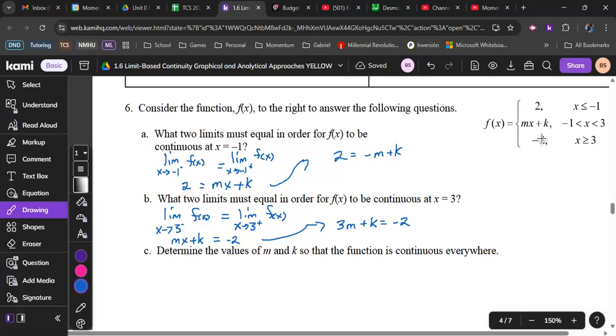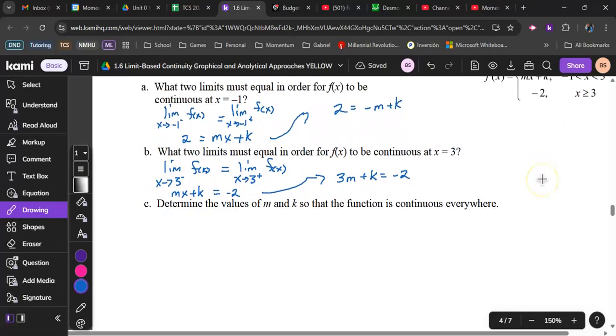Not yet. But now I can find m and k, so it's continuous everywhere. Because if I have 2 equals negative m plus k, and I have negative 2 equals 3m plus k, that should look like something you did in pre-calc or algebra or whatever course you took before this. It's a system of linear equations, and it's even easier.